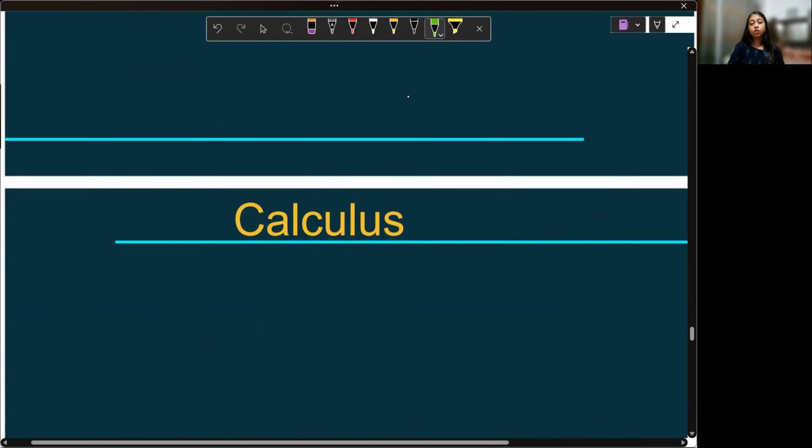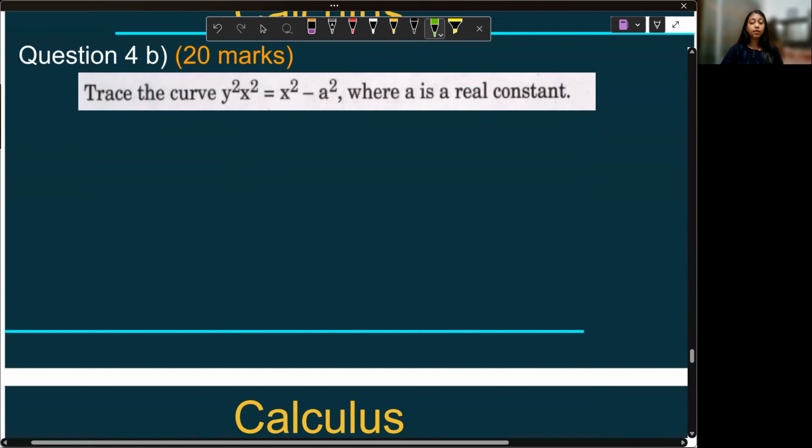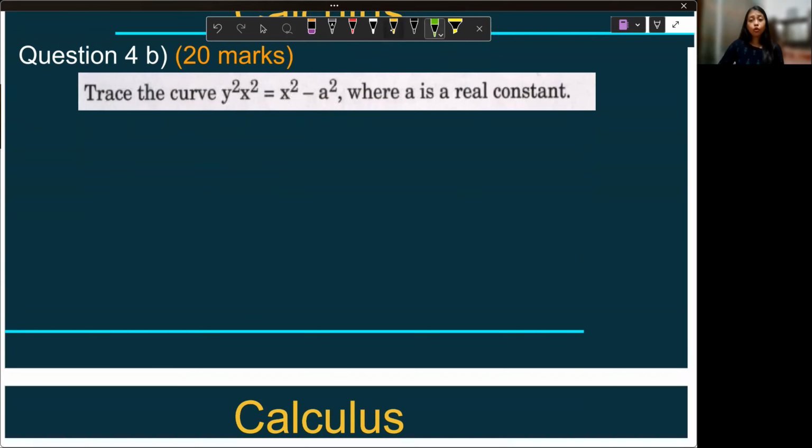Now let's move to the last question, which is trace the curve. This was for 20 marks. So this is my given curve here. We have to follow one rule. This is just for general knowledge; you don't have to write it in your exam. What is the rule that we follow to trace the curve?